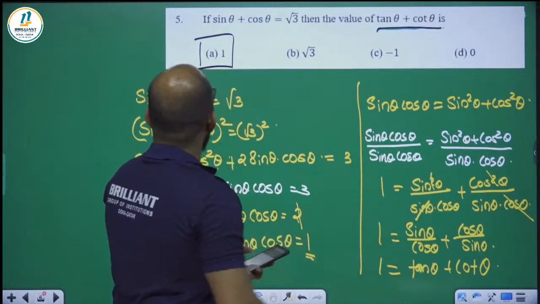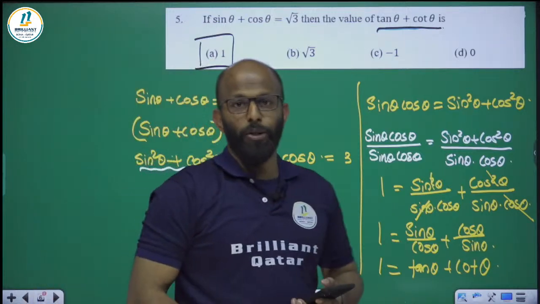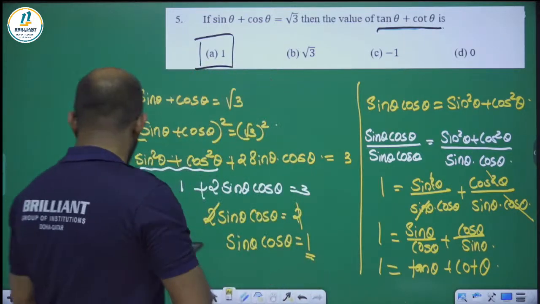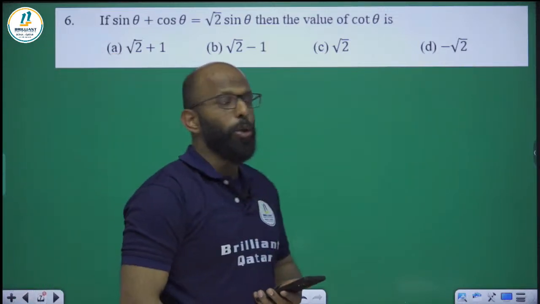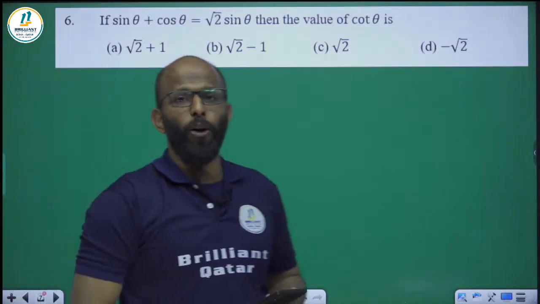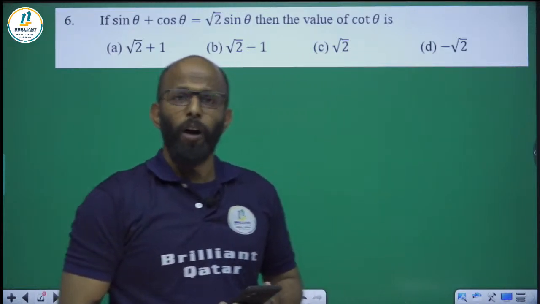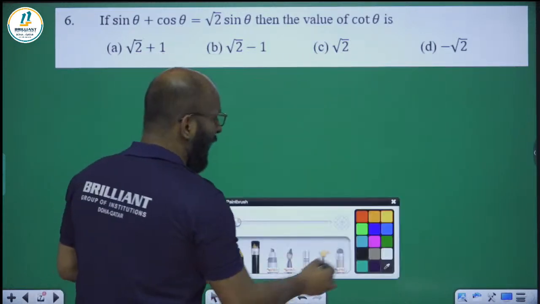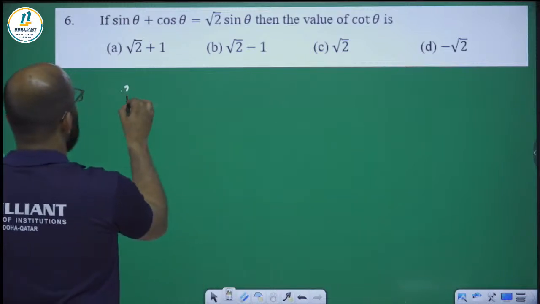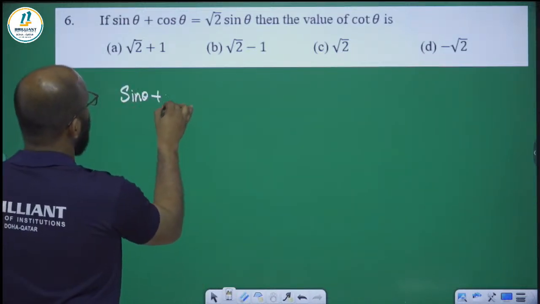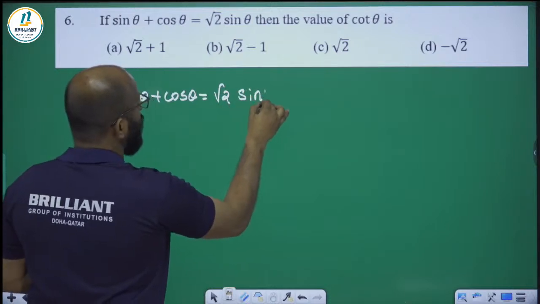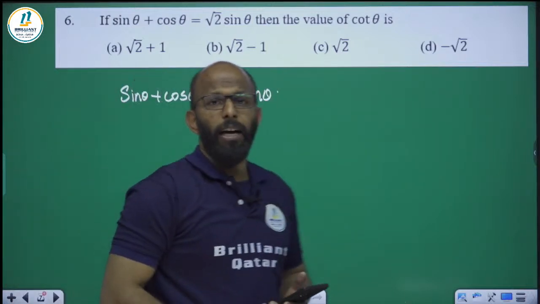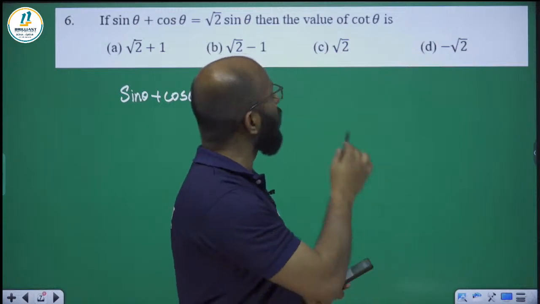Now we can move to the next question, question number 6. If sin theta plus cos theta is equal to root 2 sin theta, then the value of cot theta. So here the given expression is sin theta plus cos theta is equal to root 2 sin theta. Here we need to find the value of cot theta.